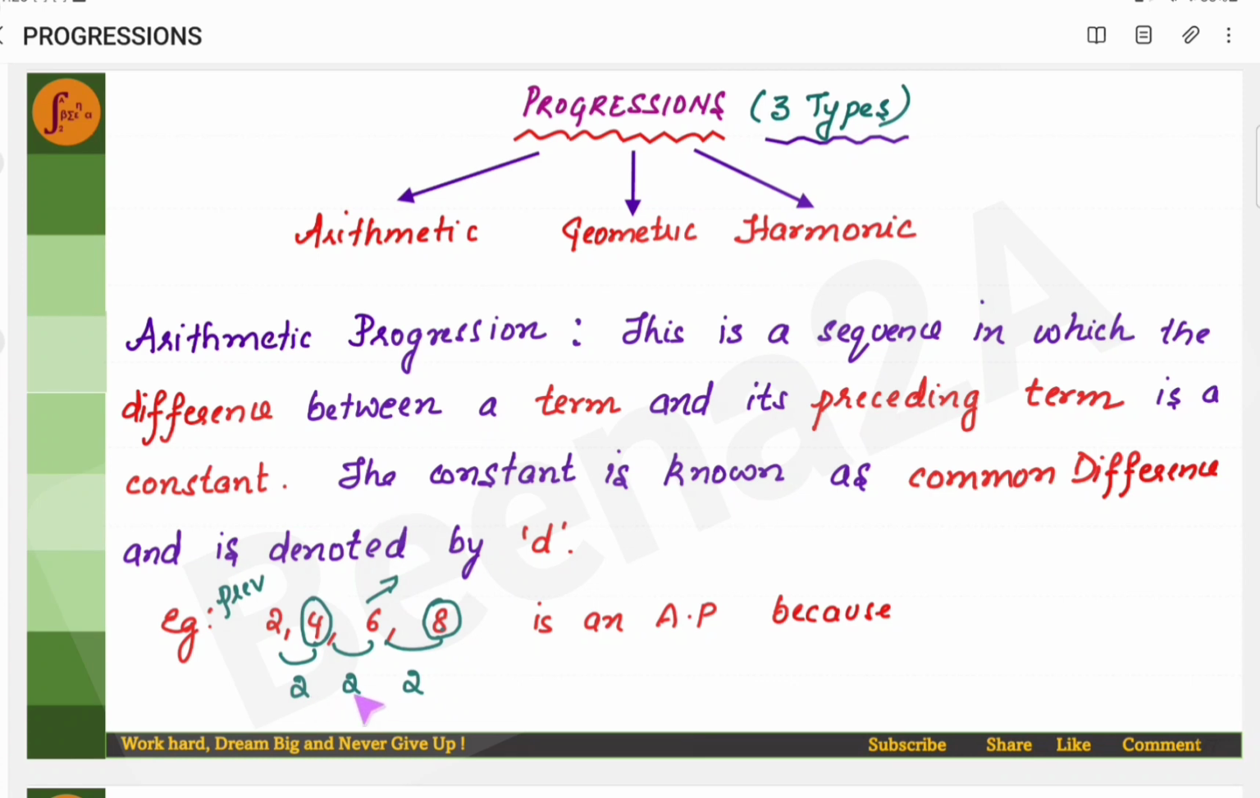This constant is also called the common difference. It's called the common difference because this difference is common between all the terms. It is denoted by D. Now we can say 2, 4, 6, 8 is an arithmetic progression, AP, because there is a common difference between each term and its previous term.